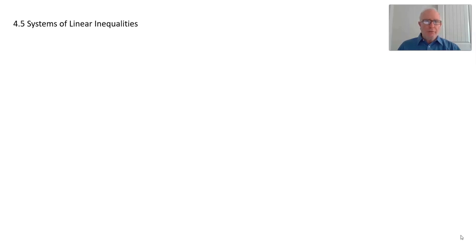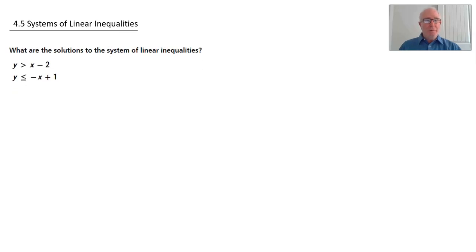Last section of chapter 5, 4.5, is solving systems of linear inequalities. So now we get to combine the different things we've done. We've done inequalities and we've done systems. So now we're doing systems of linear inequalities. We may be asked: what are the solutions to the system of linear inequalities? y is greater than x minus 2, y is less than or equal to negative x plus 1.